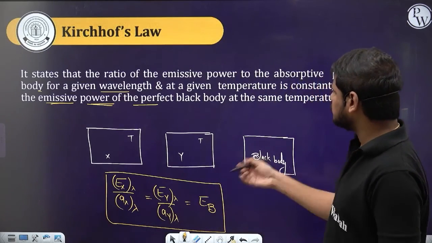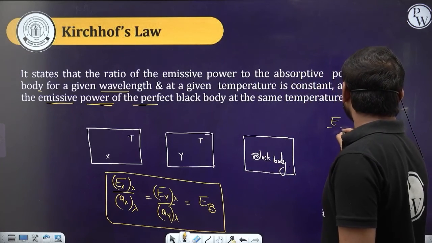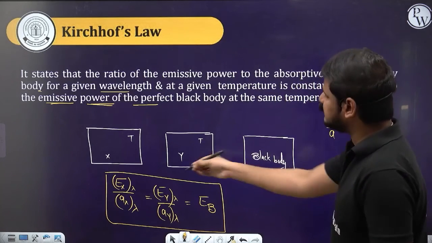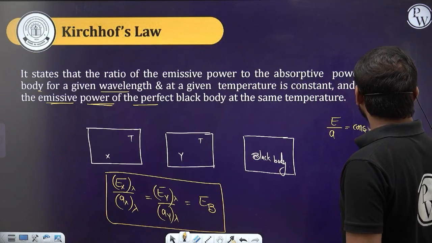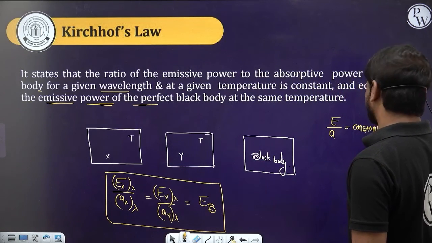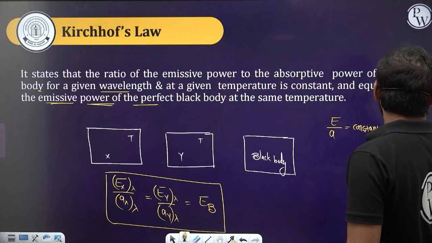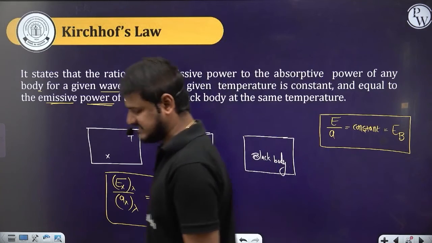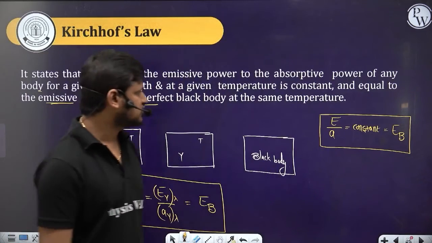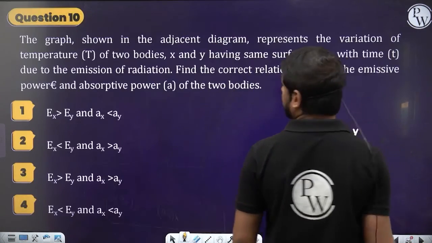Done. So simply remember that this ratio of the emissive power to the absorptive power is constant, and it is equal to the emissive power of the black body. This is what Kirchhoff's law says. Done, guys. Chalo. So just the theory part.